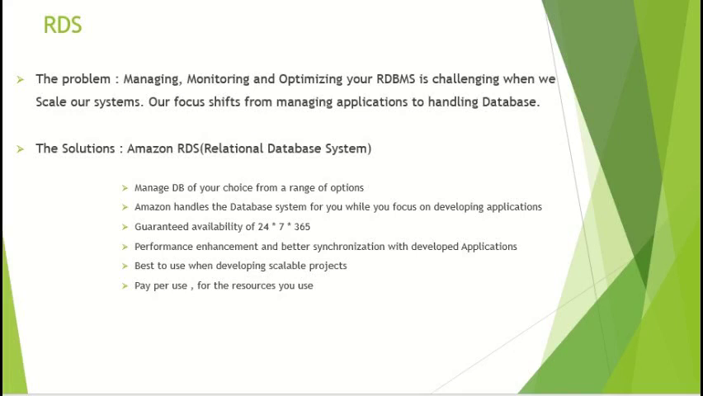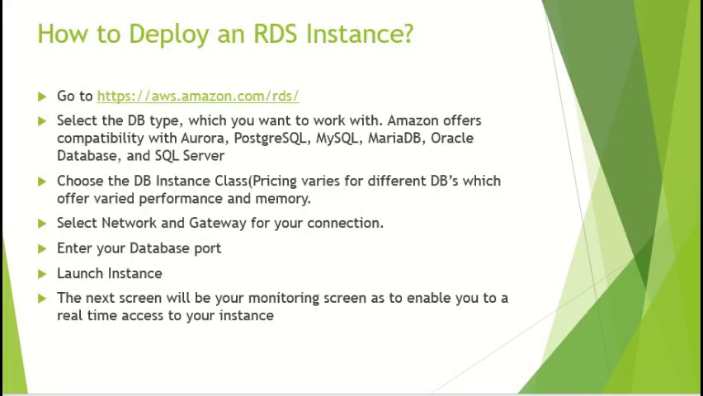Now, how to deploy an RDS instance? It's pretty simple and can be done in approximately 10 minutes. So you go to the site in which RDS deployment can be done. This is amazon.com RDS. You select a database type, which can be Amazon Aurora, which is the Amazon solution, or you can use any other database providers, PostgreSQL, MySQL, MariaDB, Oracle Database, or SQL Server, and all of these are currently compatible with Amazon.